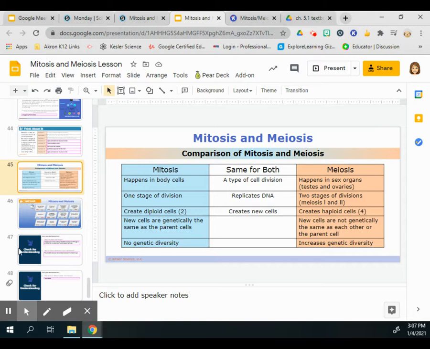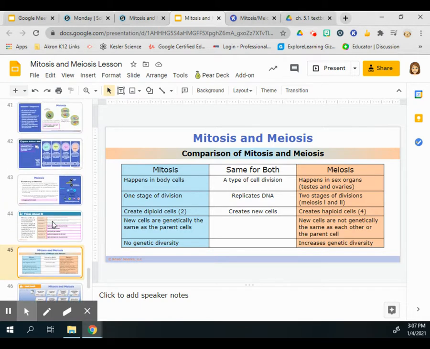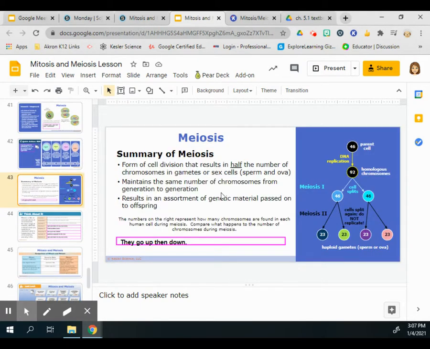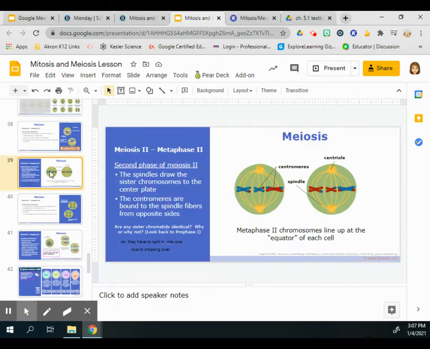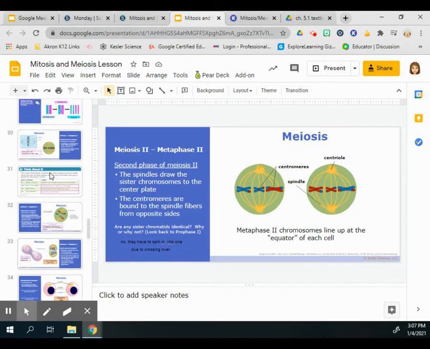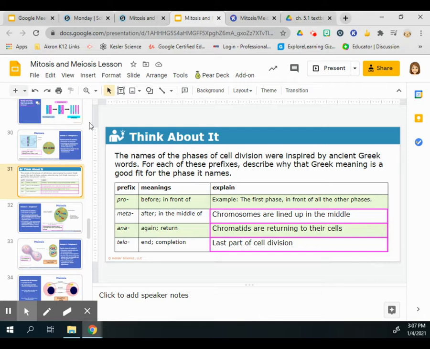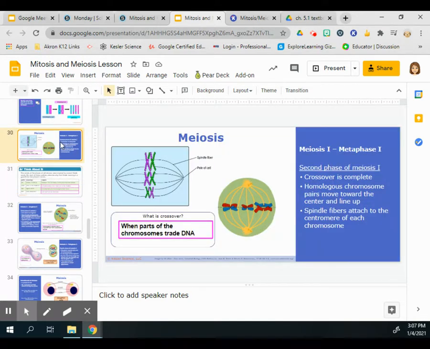So if we want to look at the differences between meiosis 1 and meiosis 2, we're going to need to go back a little bit, okay? So you can use this slide to help you take a look. You've got meiosis 1 here and meiosis 2. We can go back a little bit more. Here we have, nope, back a little bit more.